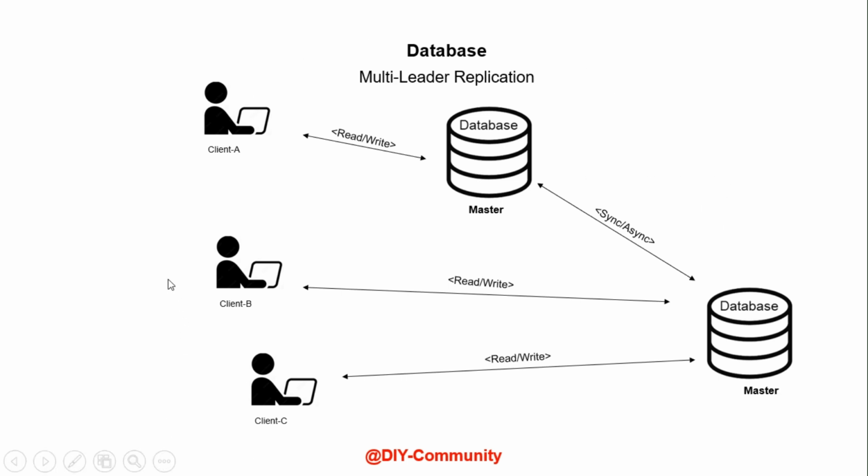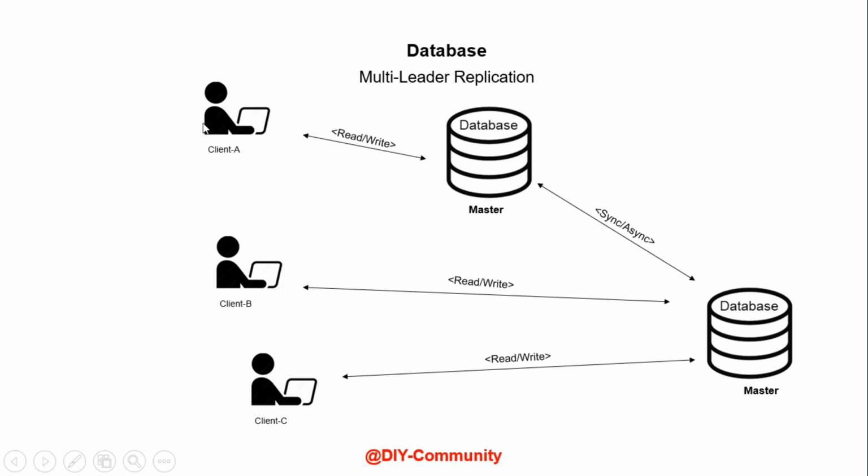Now, another variation of this replication is multi-leader replication. It is also known as master-master replication. Here, there is no slave database. Every database will be a master database where you can perform read or write operations. And the replication between those databases will be either synchronous or asynchronous based on your design.